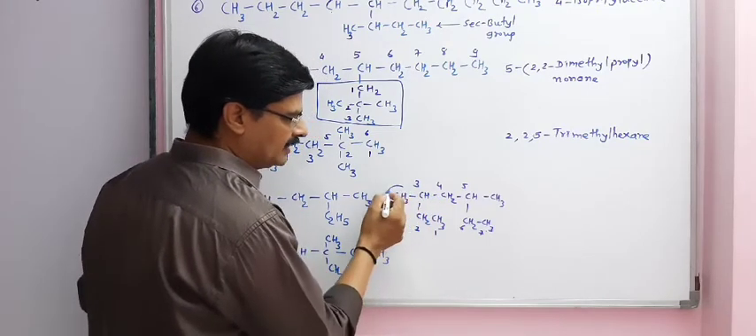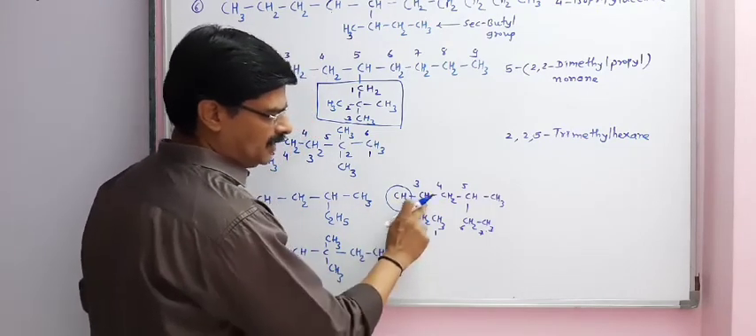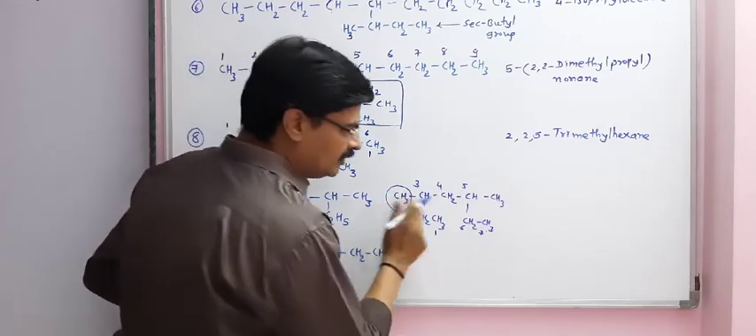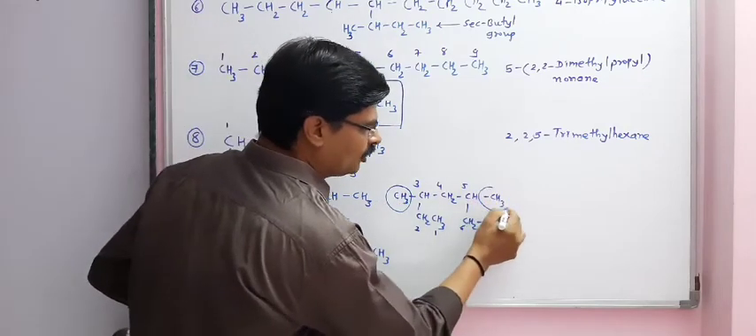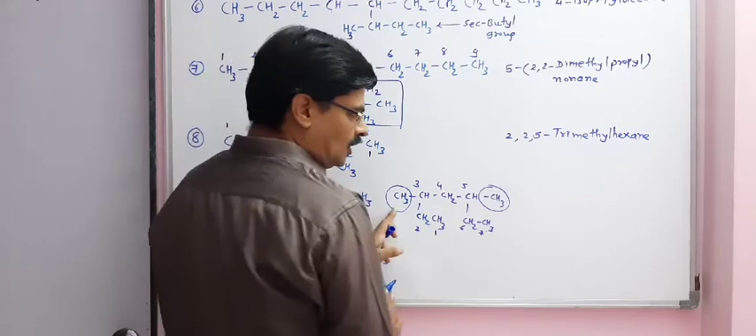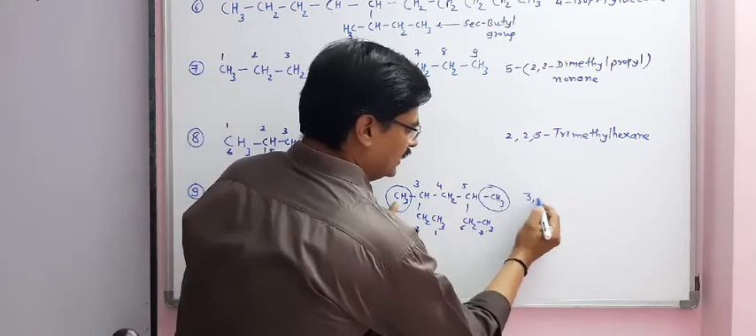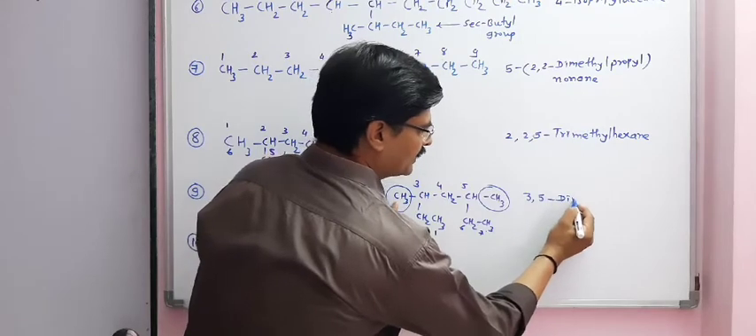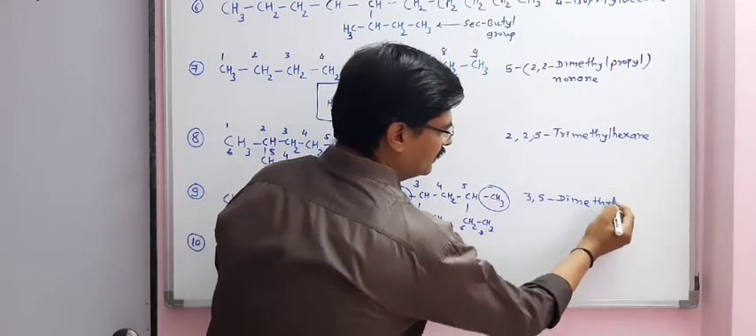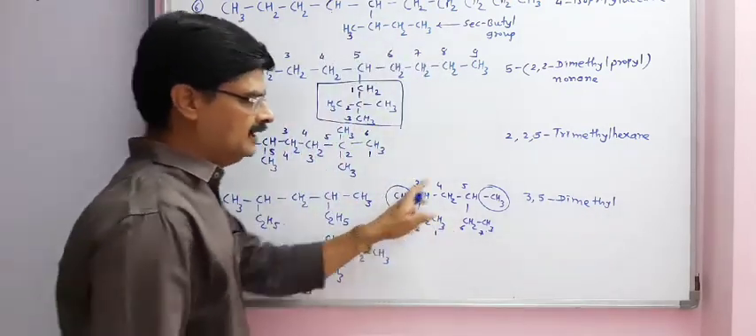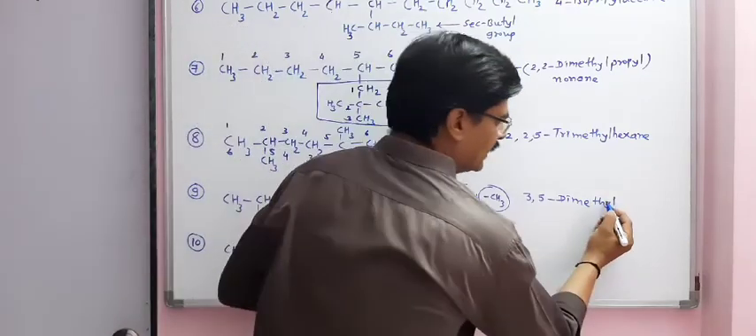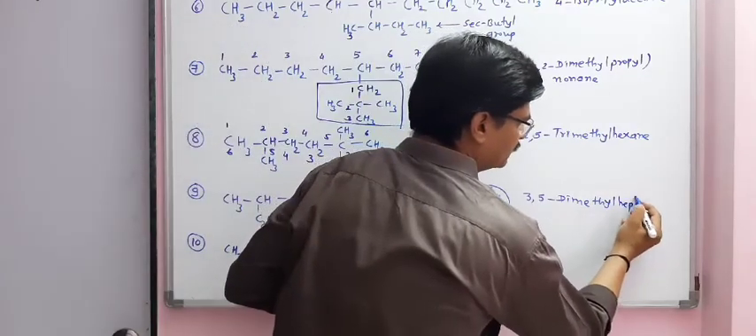That is why longest possible chain will be of 7 carbon atoms, on which third number carbon is having methyl group, as well as fifth number carbon is also having methyl group. So considering this substituent, we can write 3,5-dimethyl, total 7 carbon, that is why heptane.